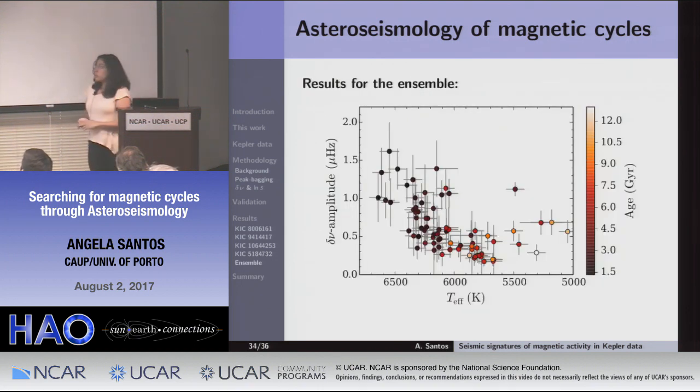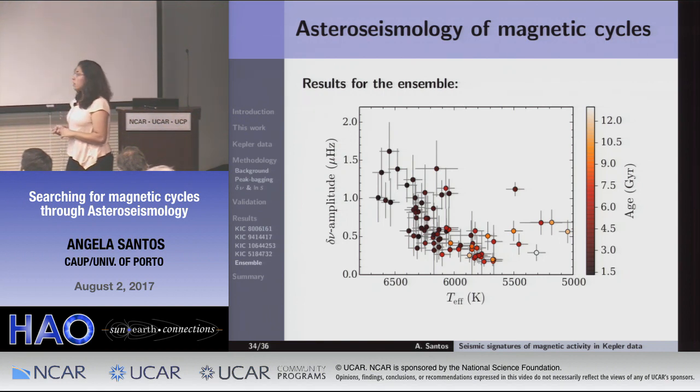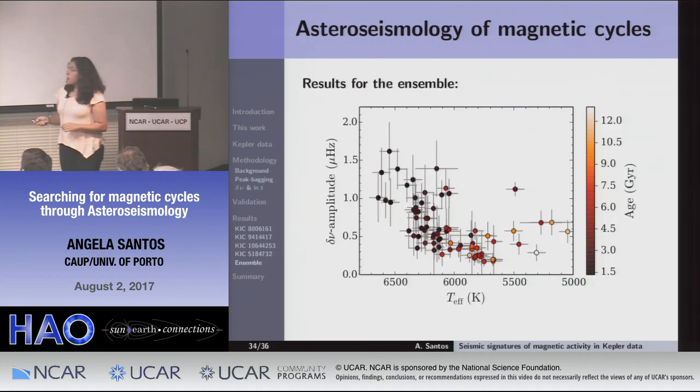And then we look at the results for the ensemble. So we have performed the same analysis for every star in our sample. And here we have the frequency shift amplitude, which corresponds to the difference between maximum and minimum, as a function of the effective temperature of the stars in our sample, color-coded by the age. So these results seem to suggest that the frequency shifts increase with effective temperature, and this is in agreement with previous theoretical predictions by Metcalfe et al.